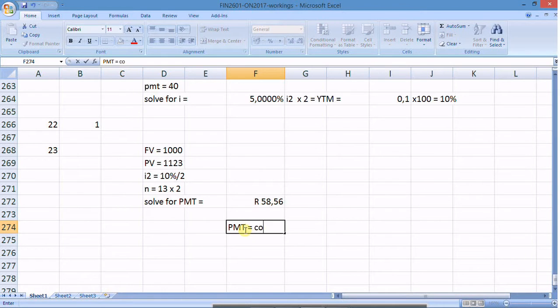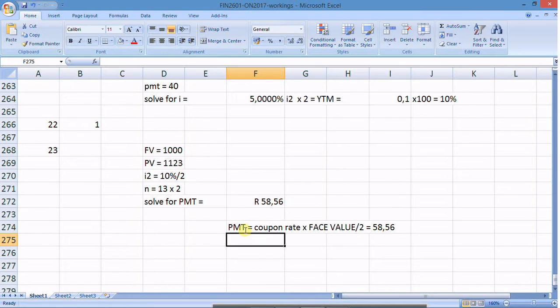So payment equals coupon rate times face value, which equals 58.56 divided by 2. It's divided by 2 because it's half yearly. So let's work that out. The payment we already know is 58.56, so we need to times that by 2. So coupon rate times face value equals 2 times that. 58.56 times 2 is that. The coupon rate is a percentage, the face value is 1,000. So the coupon rate is that divided by 1,000.